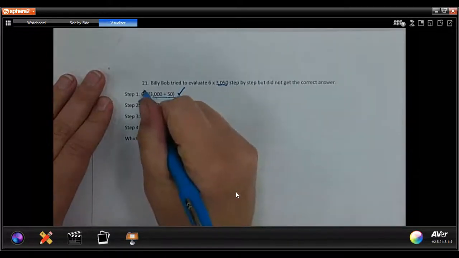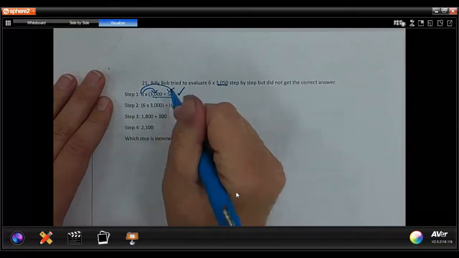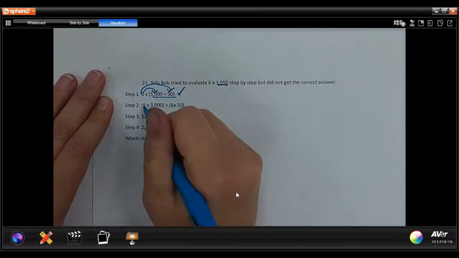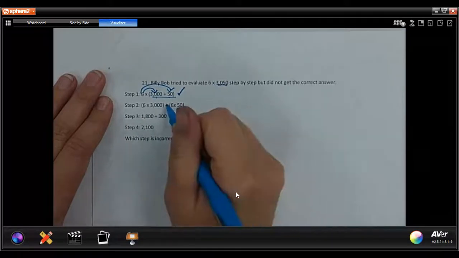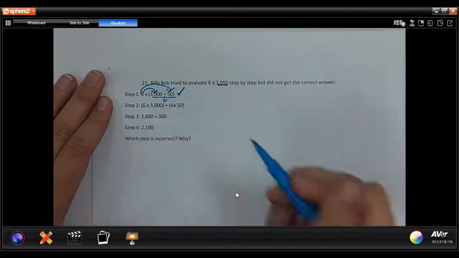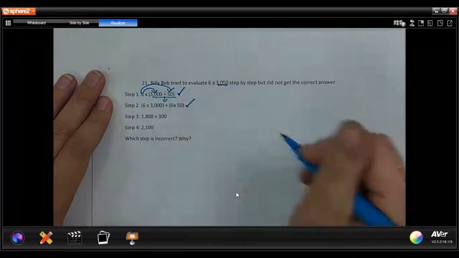Next, use the distributive property, which you guys learned in 3rd grade, to distribute this 6 through. So 6 times 3,000, correct. 6 times 50, correct. And he had put a plus in the middle because that plus came from right there. So that step is also correct.